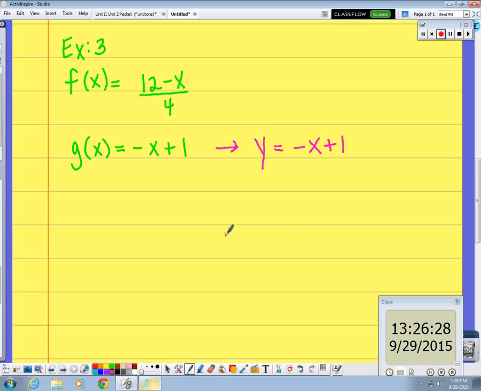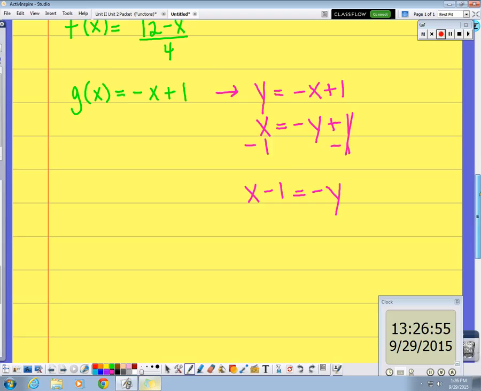Now to find the inverse of that, what do I do? Switch the x and the y. So what will it look like once I've done that? x equals negative y plus 1. And then after you do that, what do you do? Subtract 1. Over here, 1 minus 1 cancels. Over here, it just becomes x minus 1. You can't actually combine them. Equals negative y. Now is y by itself?